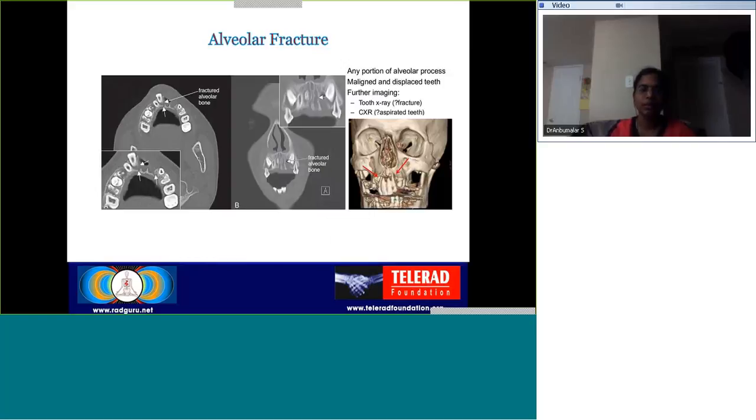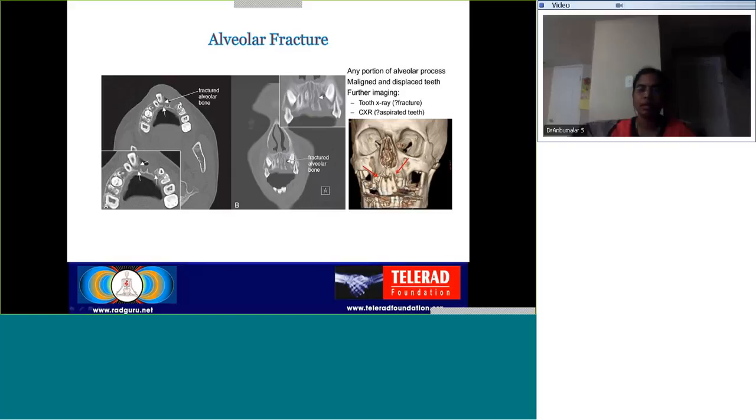Next comes the alveolar fracture. The alveolar fracture is the most common, and we have to see whether it is associated with teeth injuries. If you suspect a teeth injury on the CT, we can go with the X-rays for confirmation. And if there are missing teeth and a history of possible aspiration, we have to do a chest X-ray to confirm that.